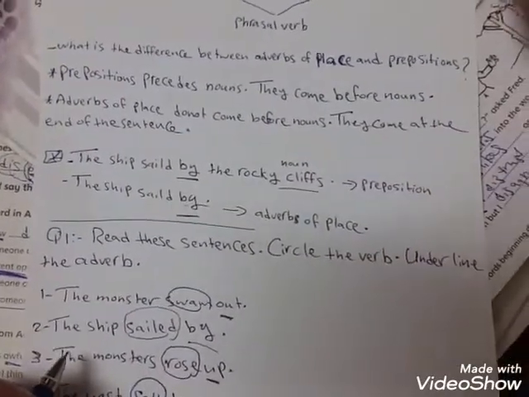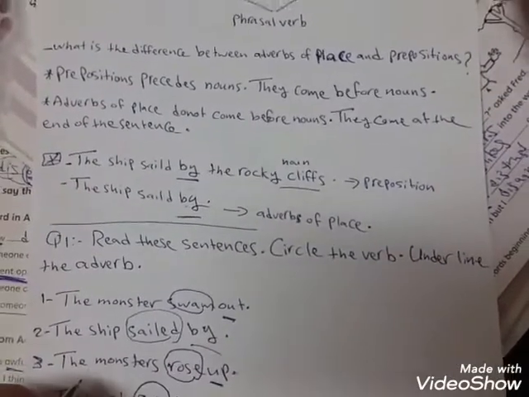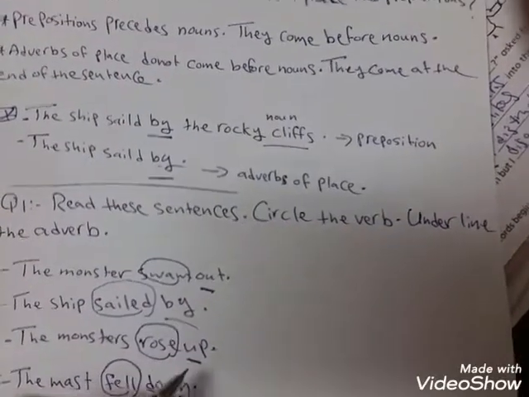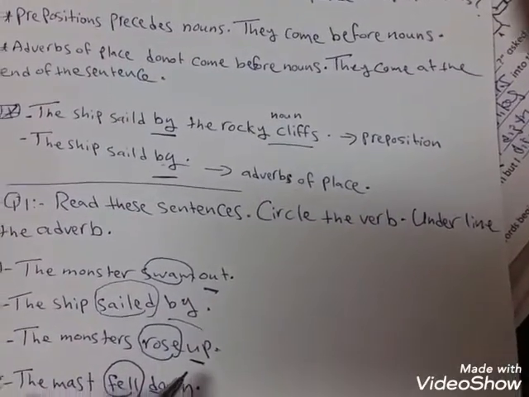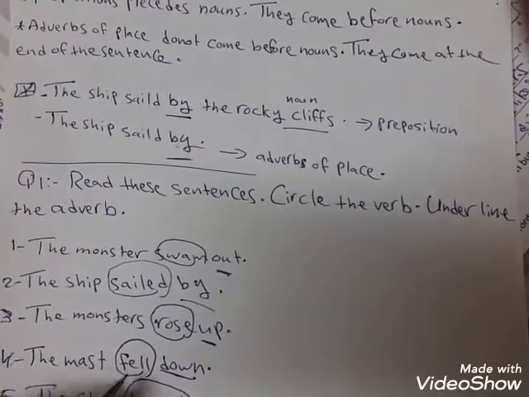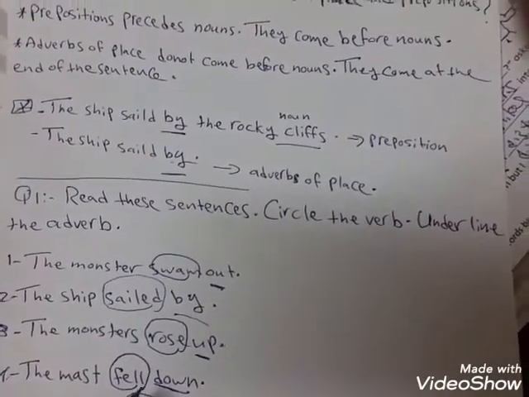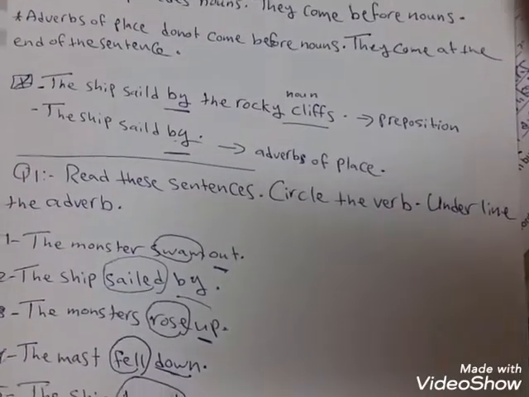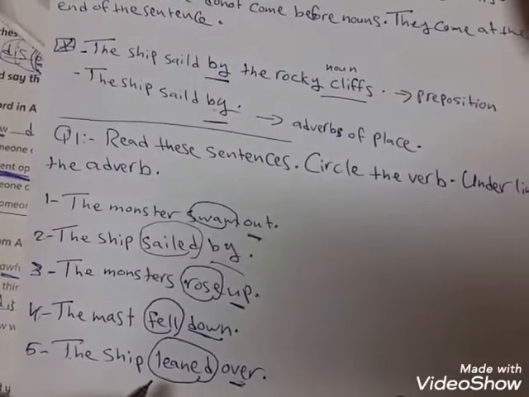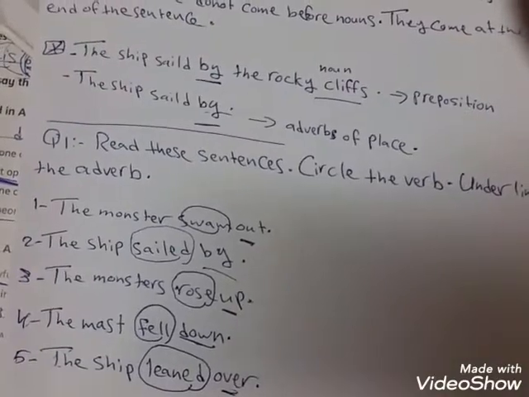2. The ship sailed by. Sailed is the verb, and by is the adverb of place. The monster rose up. Rose is the verb, and it's verb 2 of rise, and up is the adverb of place. The mast fell down. Fell is the verb, the verb 2 of fall, and down is the adverb of place. The ship leaned over. Leaned is the verb, it's a regular verb, and over is the adverb of place.